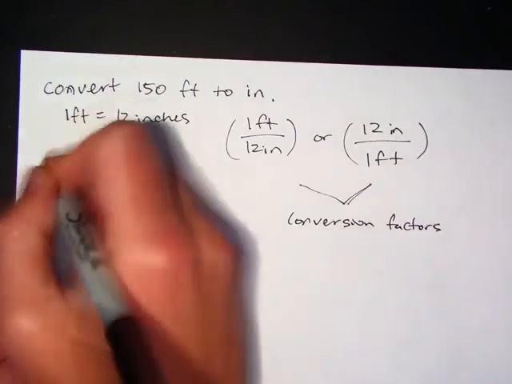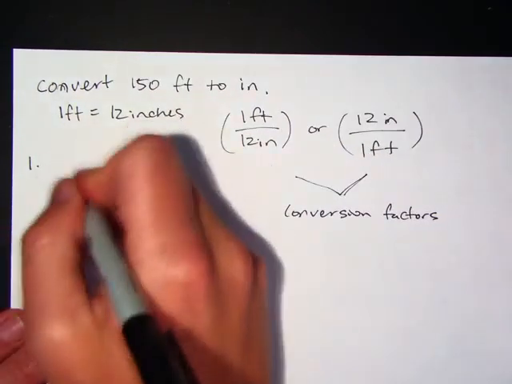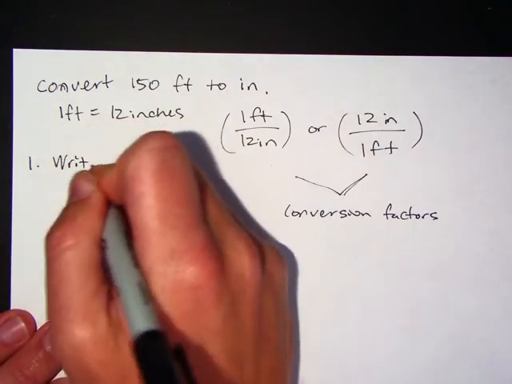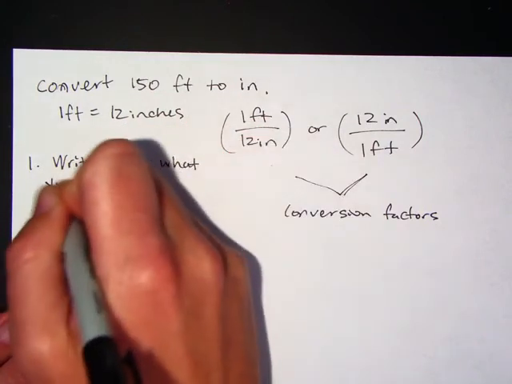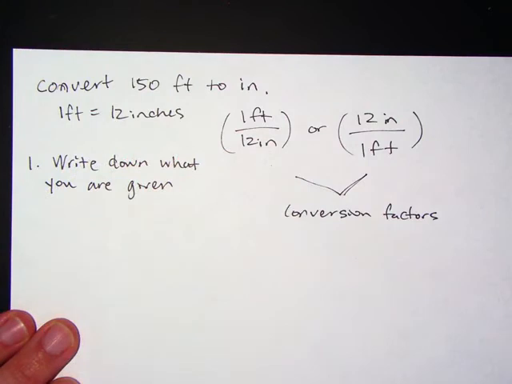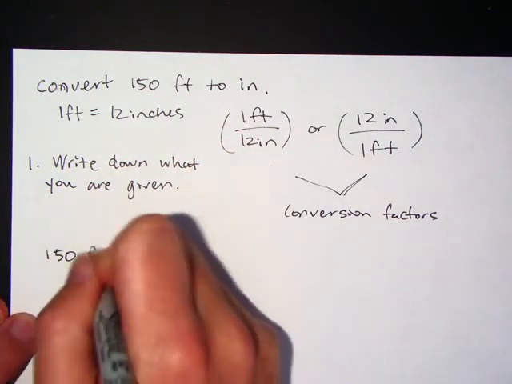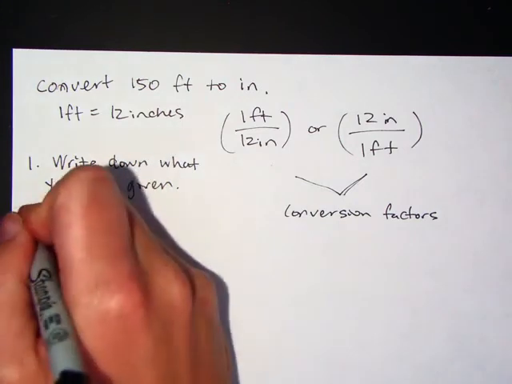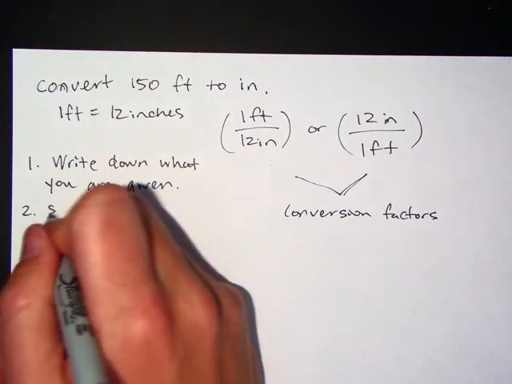When you use conversion factors, there's basically 3 rules or 3 steps that we'll focus on for the whole year. The first rule is always write down what you're given. In this case, we were given 150 feet, so we're going to start there. Second step is then to set up your conversion factor.